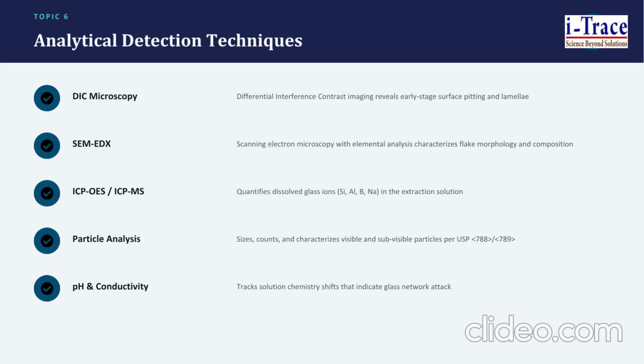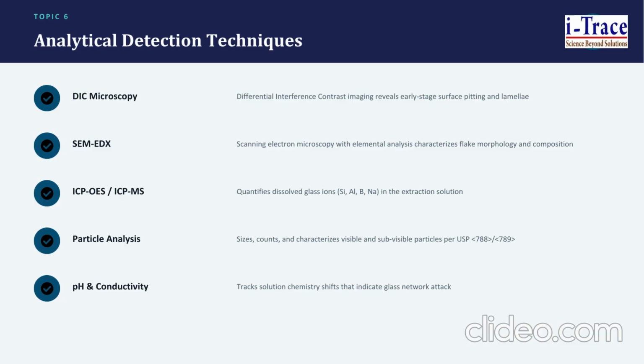DIC microscopy, differential interference contrast, is your early warning system. It reveals surface pitting before it's visible to the naked eye. SEM-EDX, scanning electron microscopy with energy dispersive X-ray, lets you characterize the actual flake morphology and composition once something has formed. For the solution chemistry side, ICP-OES or ICP-MS quantifies dissolved glass ions, silicon, aluminum, boron, sodium in your extraction solution.